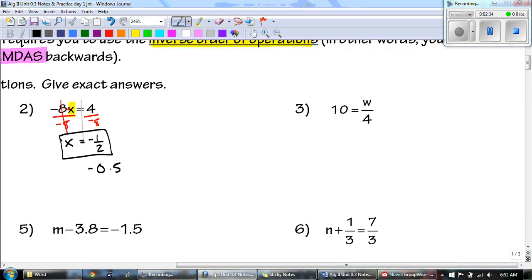All right, number 3. Go ahead and draw your line down the middle. Find your variable. And what's going on to that W? Well, it's a fraction. Well, yeah, it's a fraction, but what does that bar mean? The bar means division, so it's being divided. The inverse, the opposite of division, is multiplication. The 4's would cancel. 4 times 10 is 40, and that equals W.